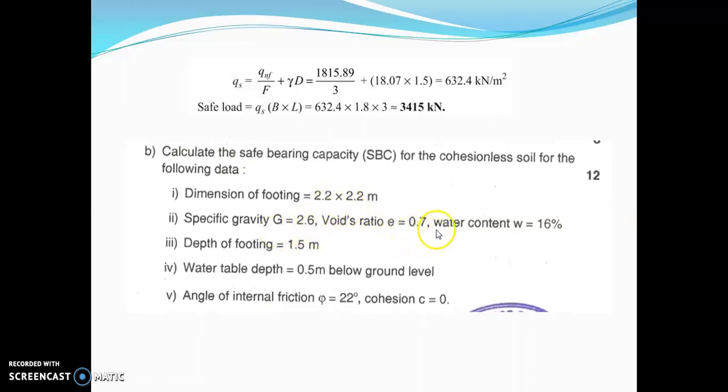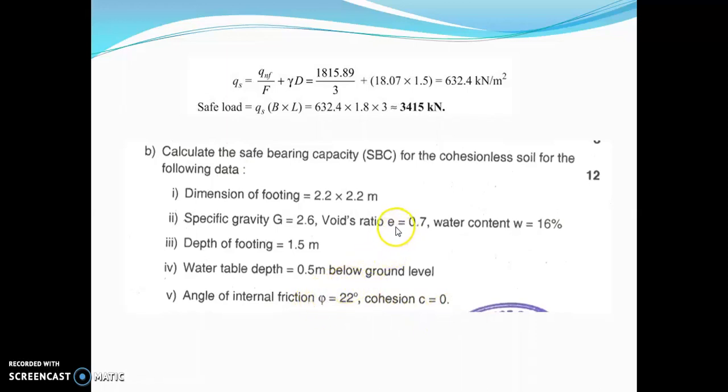In the previous case, we had a void ratio of 0.7. Okay, so the data more or less given is similar. Cohesion is 0. Okay, and phi value is 22. Now this is something which you have to notice. Okay, observe very carefully. Cohesion is 0, phi is 22, e is 0.7.